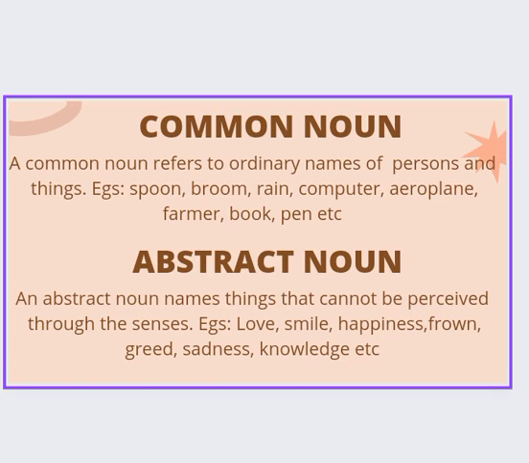An example is love. We cannot see love. We cannot see happiness, but they are what? They are nouns. They cannot be perceived through the senses. That is why we are saying they are abstract. They are naming a feeling. Remember, we learned that feelings are also nouns. So they come in here, and these are the abstract nouns. That feeling is the abstract noun. So example, love, smile, happiness, frown, greed, sadness, knowledge, advice, etc. These are the abstract nouns. They are the intangible things.